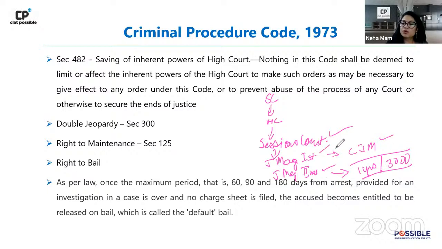If it is more, if it is 3 years and 5,000 rupees fine, then it is going to be the judicial magistrate first class. CJM, chief judicial magistrate, भी एक judicial magistrate first class होता है. So it is going to be the same thing which will apply, right? उसके बाद आपका सेशंस जज आता है.